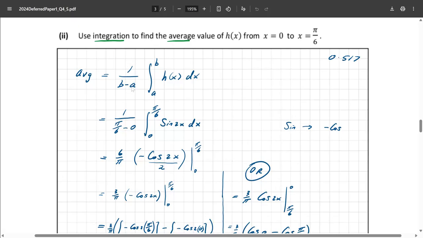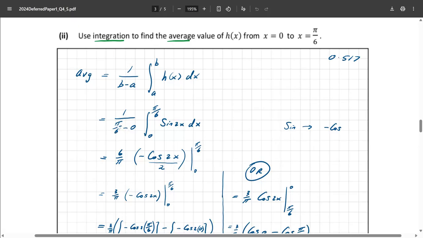1 over b minus a, integral between a and b of the function dx. So it's basically the integral of the function between two limits a and b, and outside it's 1 over b minus a. Now, when you're getting the average, the two limits are given to you between this value and this value. So that's the lower limit, that's the upper limit. So straight away that's a and b. So put in naught, put in pi over 6. Naught and pi over 6 again here.